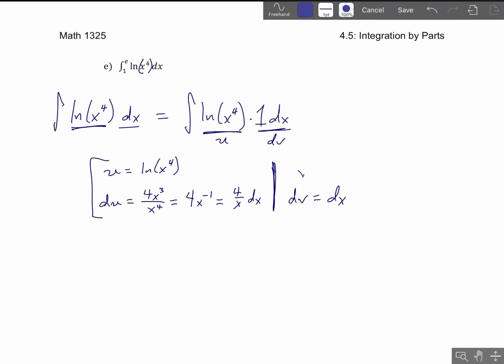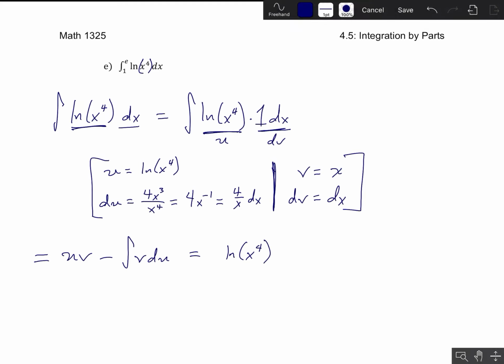And we also know that dv is equal to dx, and that means that v would be the integral of dx, or in other words, the integral of 1. And the integral of 1 is just going to be x. So now we've found u, du, v, and dv. So we can use our integration by parts formula. Our integration by parts formula says this is uv minus the integral of v du. And that will be u times v, so ln of x to the fourth times v, which is x, minus the integral of v du.